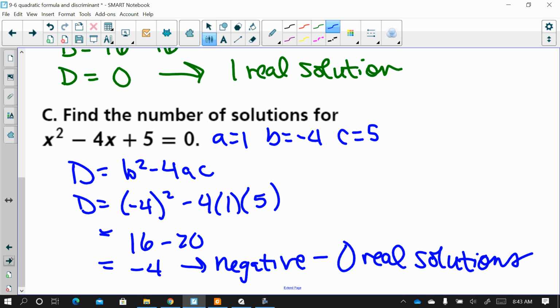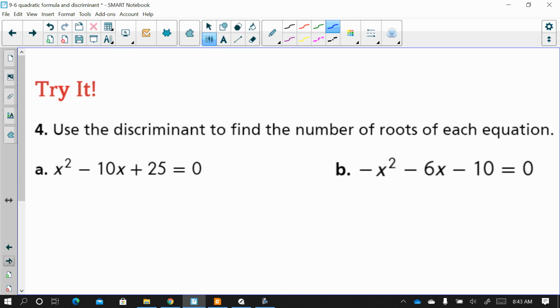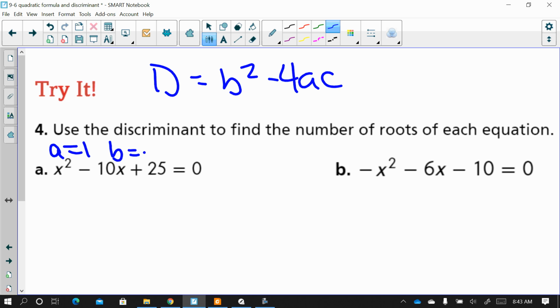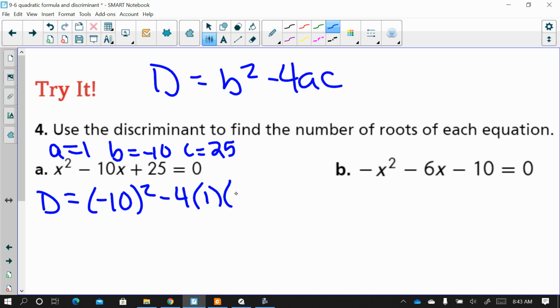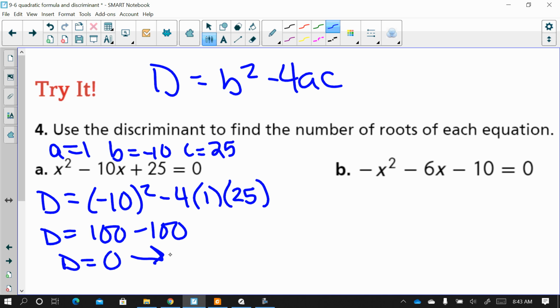So that's the kind of work I would expect to see. All right, pause the video. You're going to try these 2 problems. Remember the discriminant is just b squared minus 4ac. Here a is 1, b is negative 10, c is 25. So the discriminant is equal to b squared minus 4 times a times c. Negative 10 squared is a positive 100. Negative 4 times 25 is negative 100. So D equals 0. Therefore, there is one real solution.